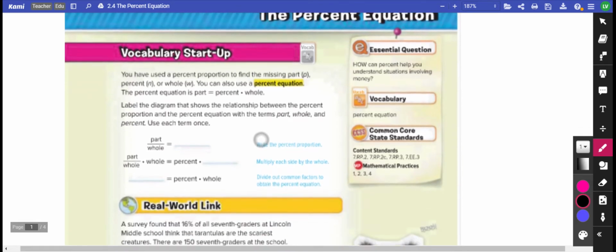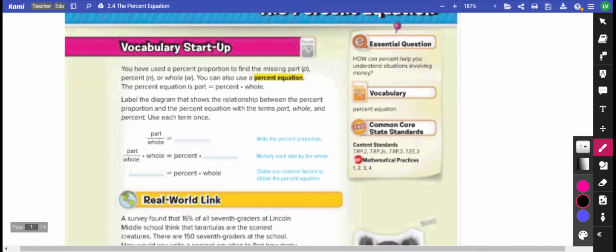We're going to label the diagram that shows the relationship between the percent proportion and the percent equation with the terms part, whole, and percent. We're going to use each term once. So if we take the part divided by the whole, that is going to equal the percent. If we were to multiply the left side times the whole, we had to multiply the right side times whole. That leaves our left side with just the part. So that's how we get the equation that the part equals the percent times the whole.